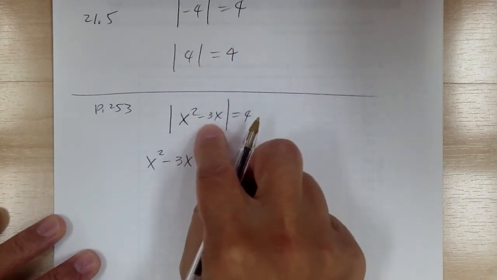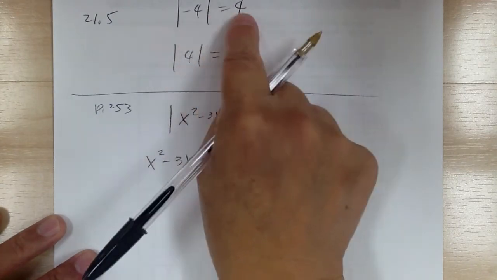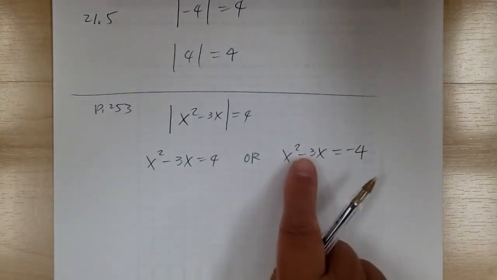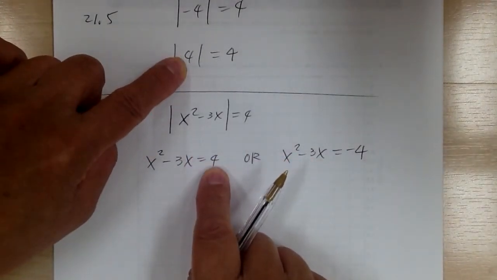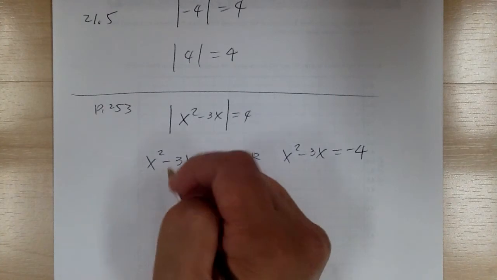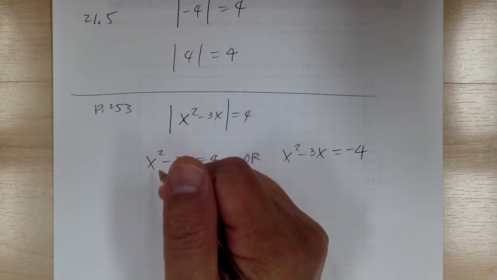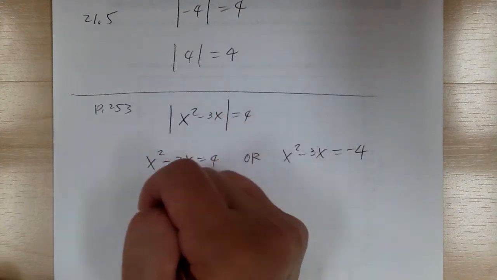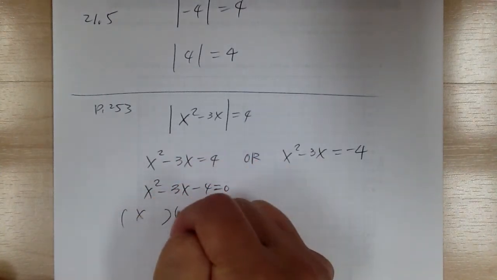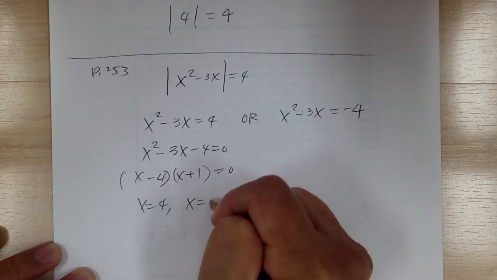Or if the inside is negative, like this over here, then it will become the opposite. So if this inside is negative, then it will become opposite, so equal to -4. So again, the inside is 4, or the inside equals -4, for example. Okay, so now you can go and solve. After that, you can use whatever method you like, factoring or whatever. So x squared minus 3x minus 4 equal to 0, and you can do the factoring. So -4 plus 1. So x equal to 4, x equal to -1.